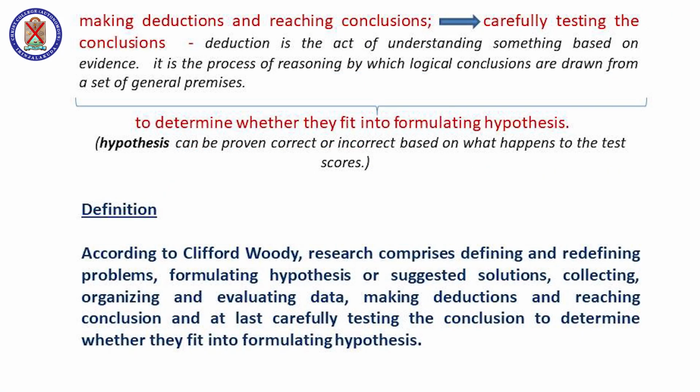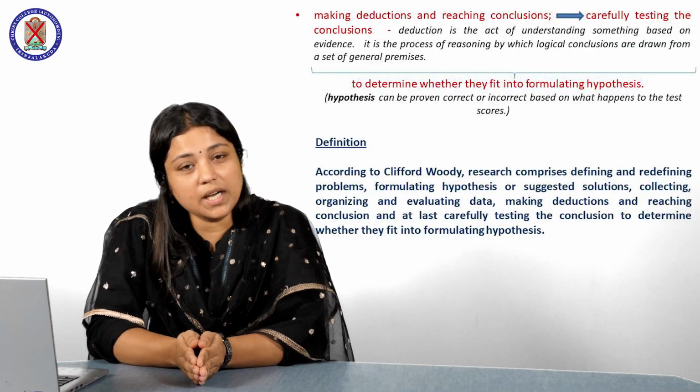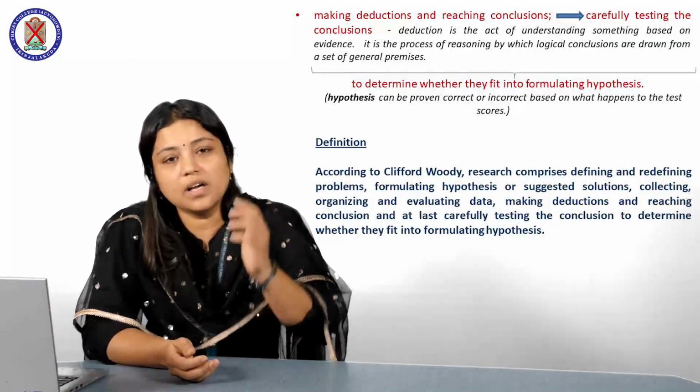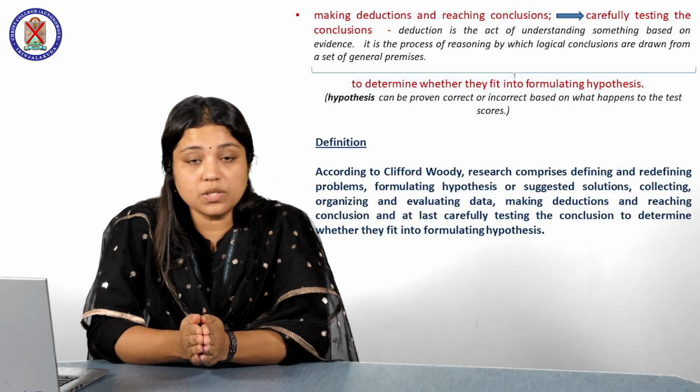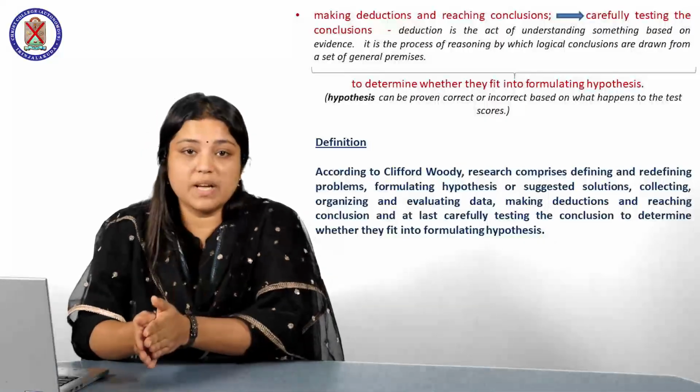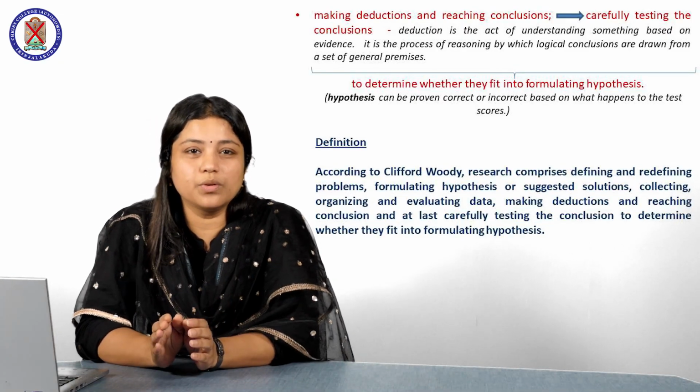So what is the kind of deductions then? Deduction is the act of understanding a particular phenomenon based on logical reasoning or a kind of evidence. If we have logical reasoning, if we have some kind of evidence, using that evidence we need to reach conclusions. And if we have already reached conclusions, we need to see whether our defined objective is matching with our solutions, and we need to test very carefully that the solutions match the formulated hypothesis. If we combine all these points, we can conclude it into our definition, that is the definition by Clifford Woody.